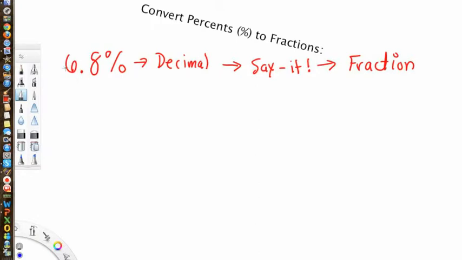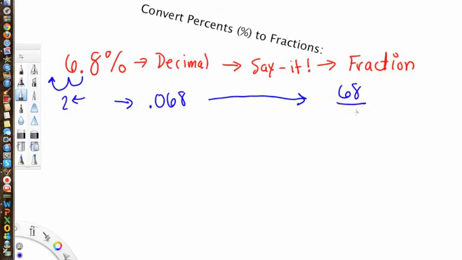Okay? Here we have 6 and 8 tenths percent. How do you change a percentage to a decimal? You kick the decimal point 2 places to the left. Okay? And when I do that, what do I get? I get 68 thousandths. You know what? I said it correctly. And what do I have? I have a fraction. 68 thousandths.